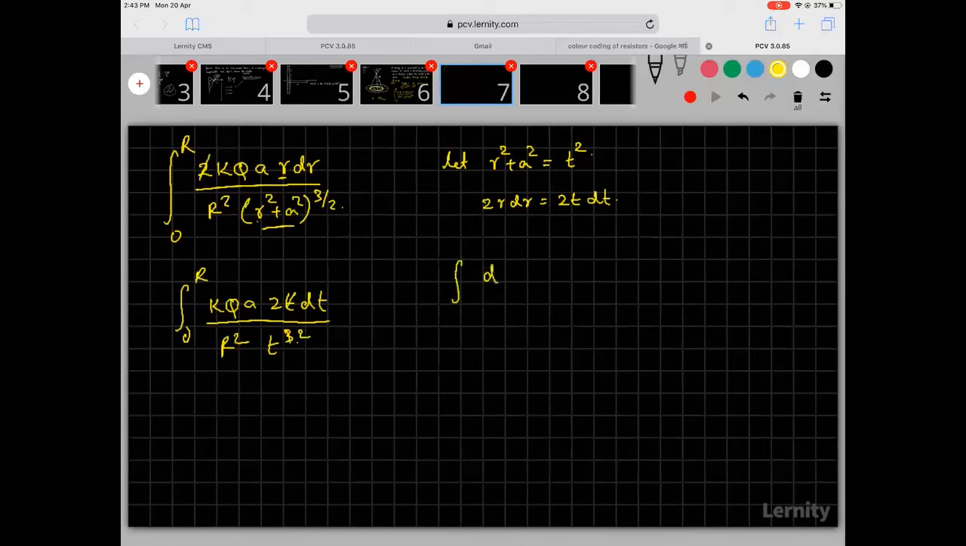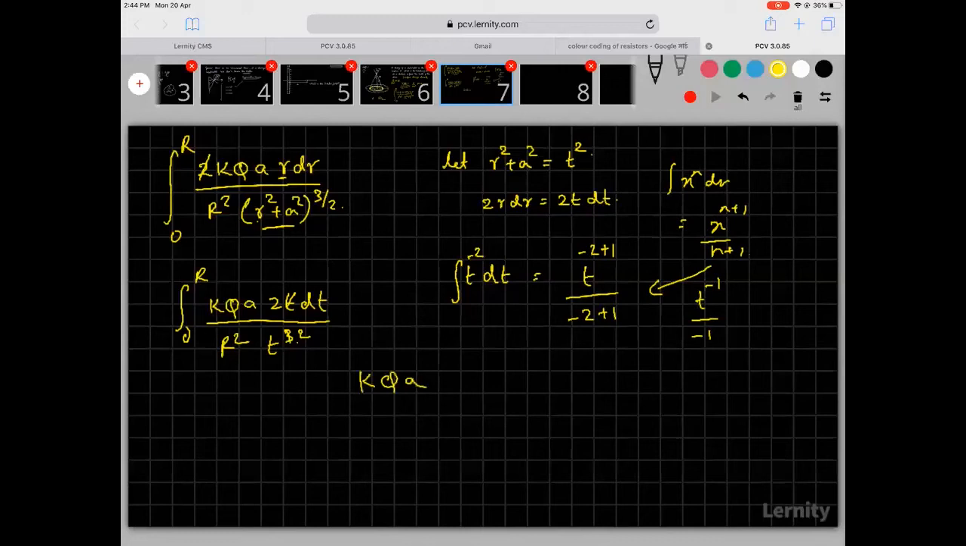Now, do you know integral of t power minus 2 dt? Integral of t power minus 2 dt is what? t power minus 2 plus 1 divided by minus 2 plus 1. Integral of x power n dx is equal to x power n plus 1 by n plus 1. So I have to apply the same thing here. So this will become equal to t power minus 1 by minus 1. So when I supply this here, it will become kqa, 2t is gone, but okay, 2kqa.